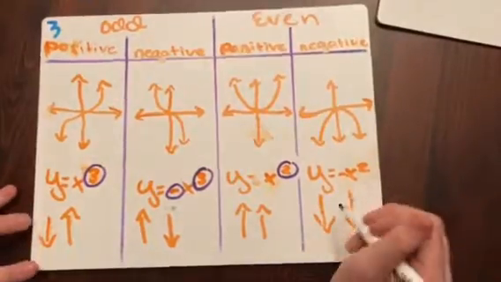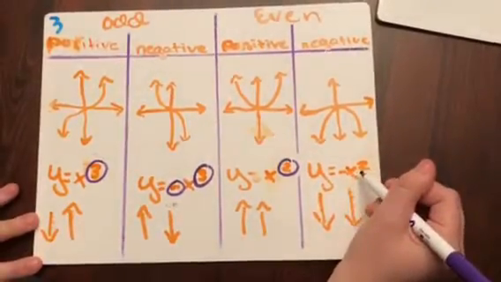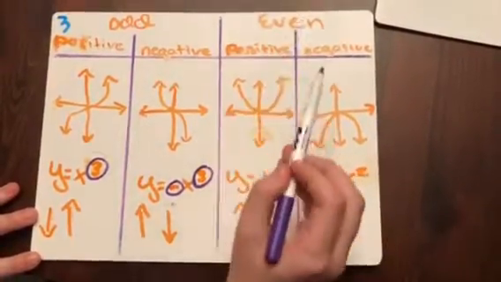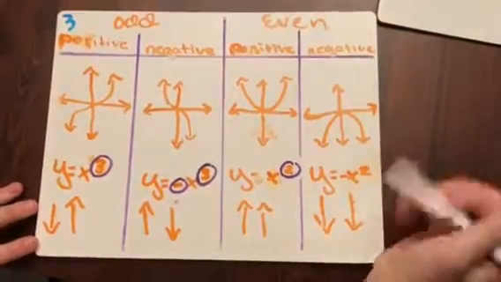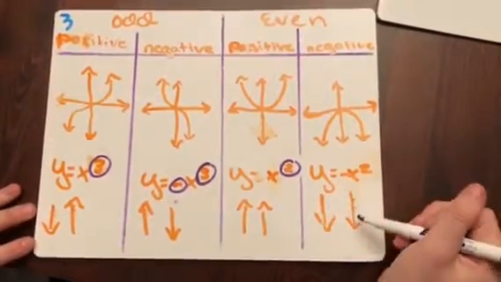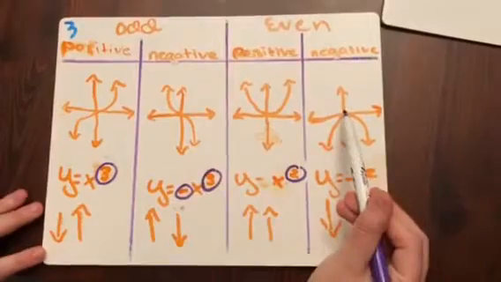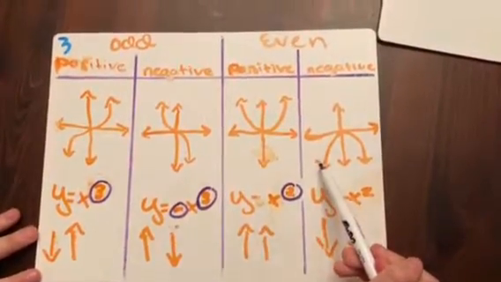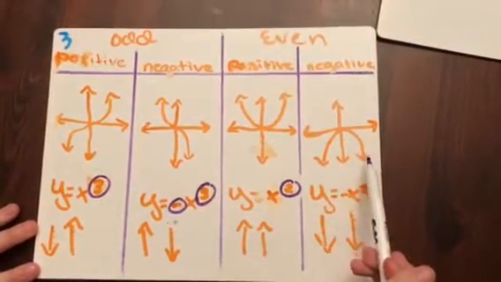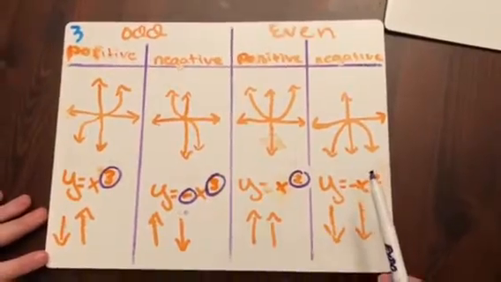The final example would be y equals -x squared, which would be classified as an even negative. This would have the arrow notation of down, down. This is when x is getting smaller and smaller, y is getting smaller and smaller, and as x is getting bigger and bigger, y is getting bigger.